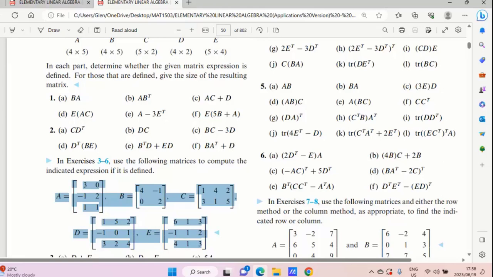I got 28. Abdul, what did you get? I agree with Tando. Lerato? 28. Sibusiso? 28.